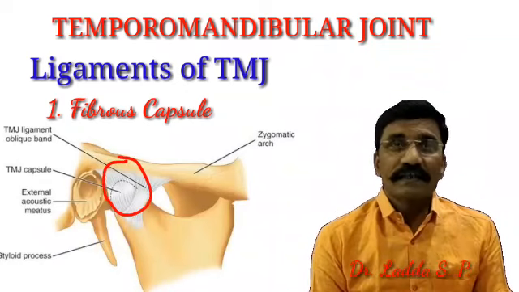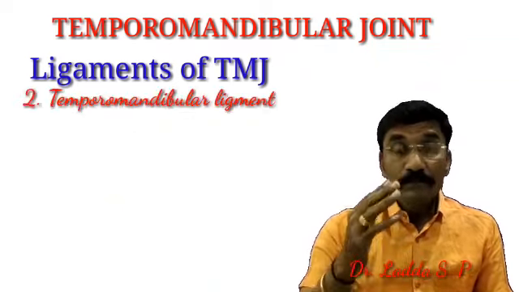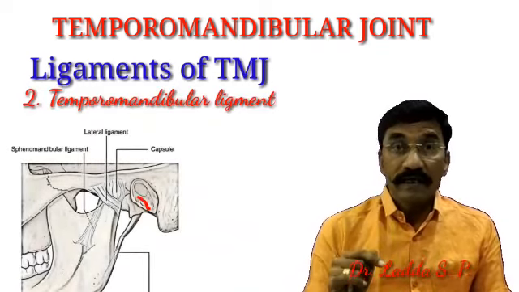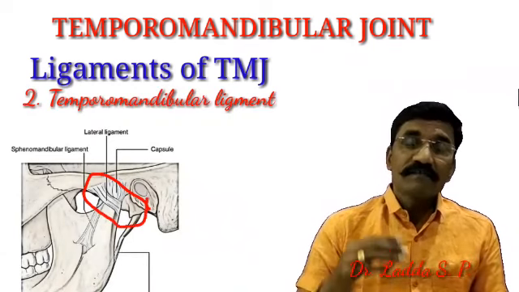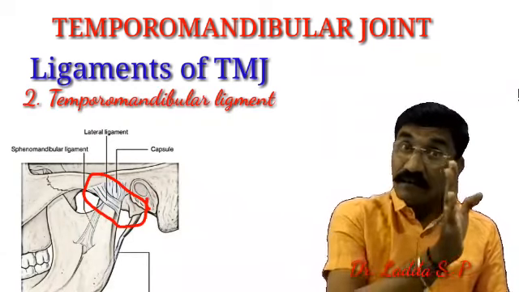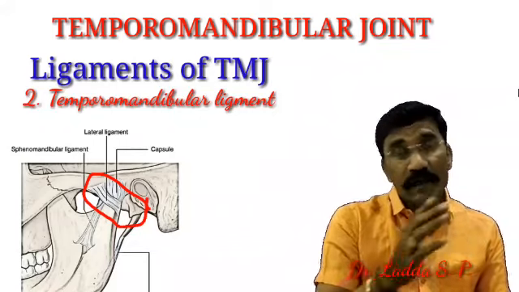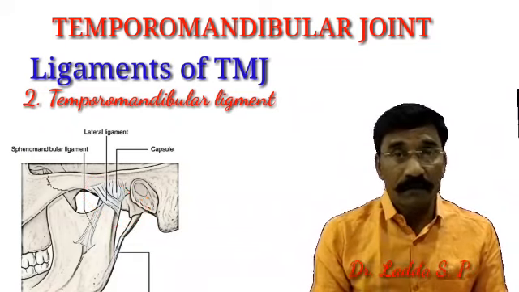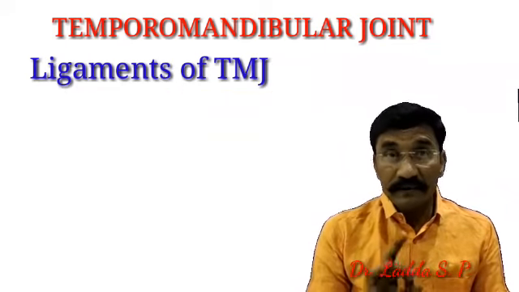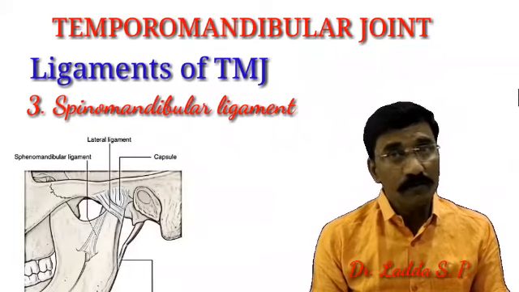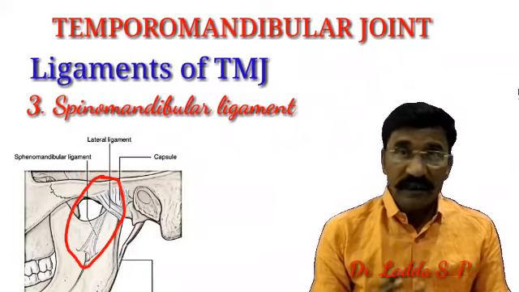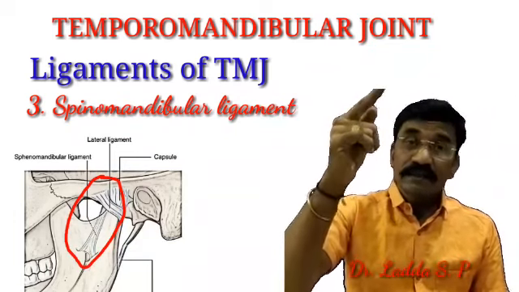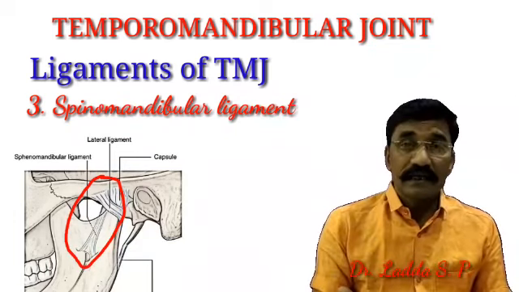Now the second ligament is the temporomandibular ligament. It has attachment at one end with the temporal bone and at the other end with the mandible. The third ligament is the sphenomandibular ligament. What does spheno mean? Sphenoid bone. The third ligament is attached at one end to the sphenoid bone and at the other end to the mandible.